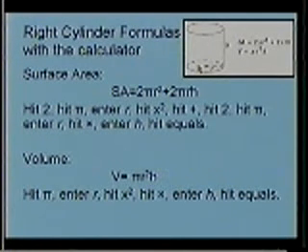For right cylinder formulas, surface area is the area around the outside as well as the top and bottom bases. So it's 2 pi r squared plus 2 pi rh. Hit 2, hit pi, enter r, hit x squared. Hit plus, hit 2, hit pi, enter r, hit times, enter h, and hit equals. For volume, it's pi r squared h. Hit pi, enter r, hit x squared, hit times, enter h, and hit equals.